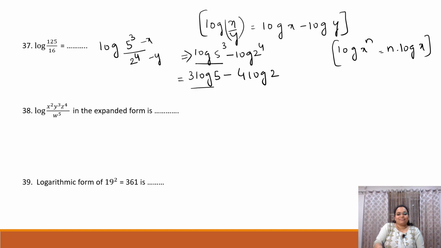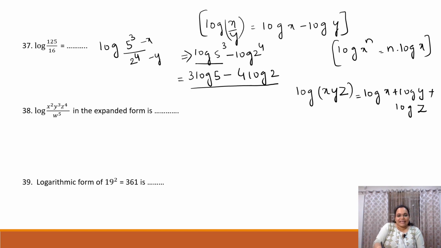is your answer. The next one is log of x square y cube z power 4 by w to the power of 5 in the expanded form. This is also of the same kind. So let's see the formulas first. If you see here, it is like log xyz. What is the formula for log xy? In the same way, you can take it as log xyz, that is log x plus log y plus log z.